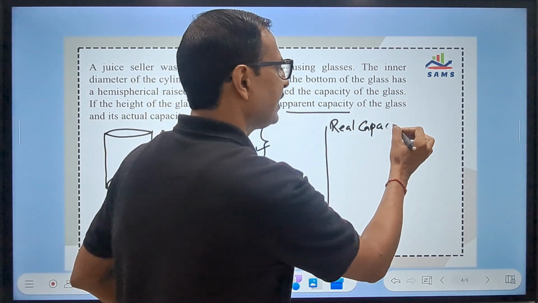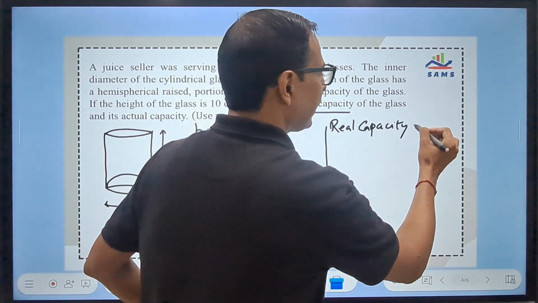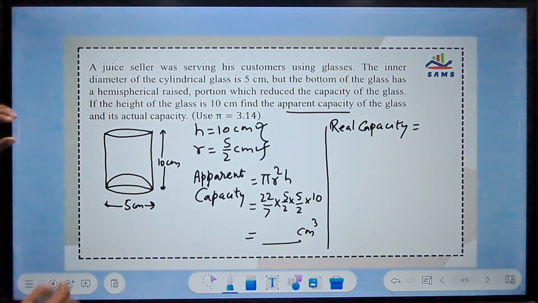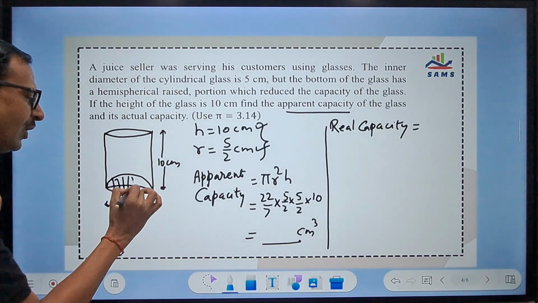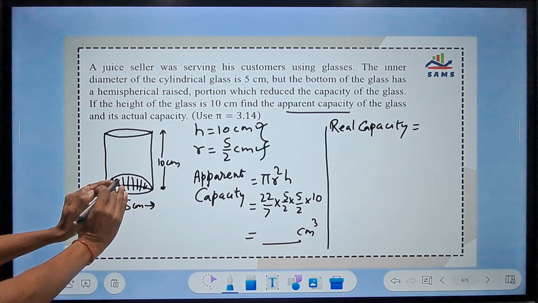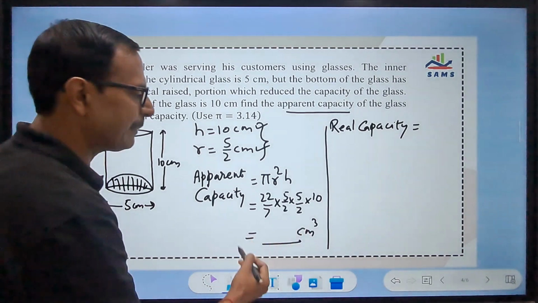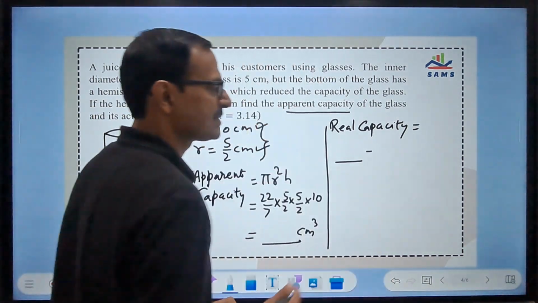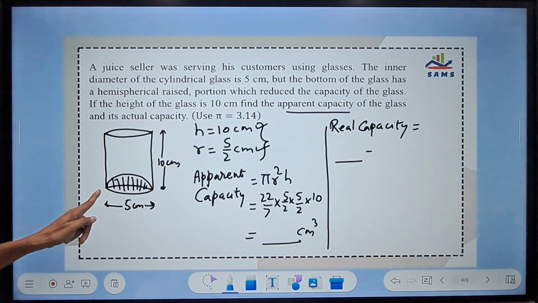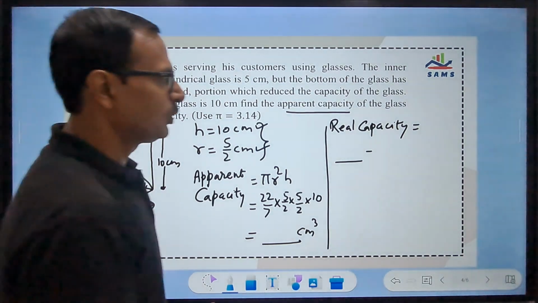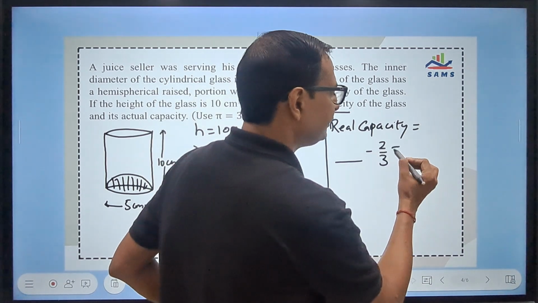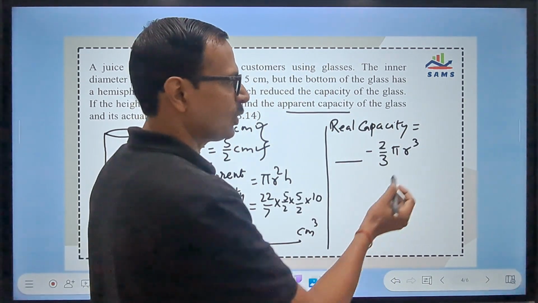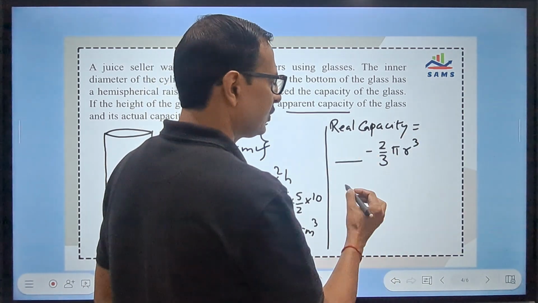How do you find the real capacity? For real capacity, from the apparent capacity, we need to subtract the capacity of this hemispherical part, right? So the apparent capacity we have already found out, right? So that capacity minus the capacity of the elevated part, that is the hemispherical part, 2 by 3 pi r cube, will give you the real capacity of the glass. So you have to find 2 by 3 pi r cube here.